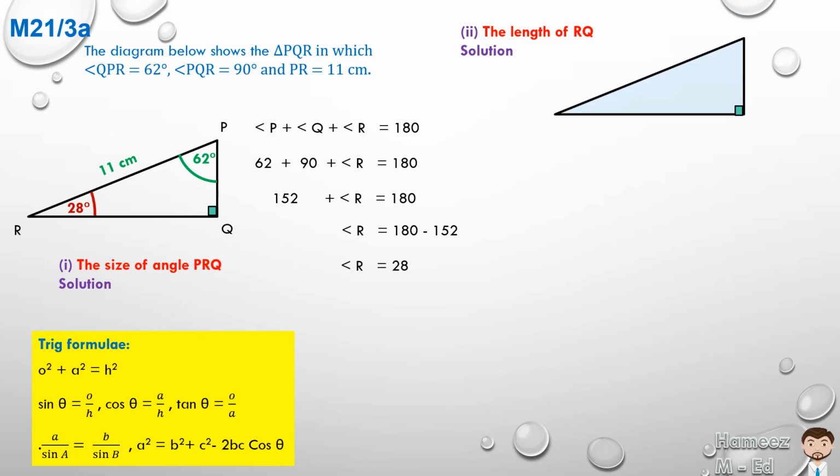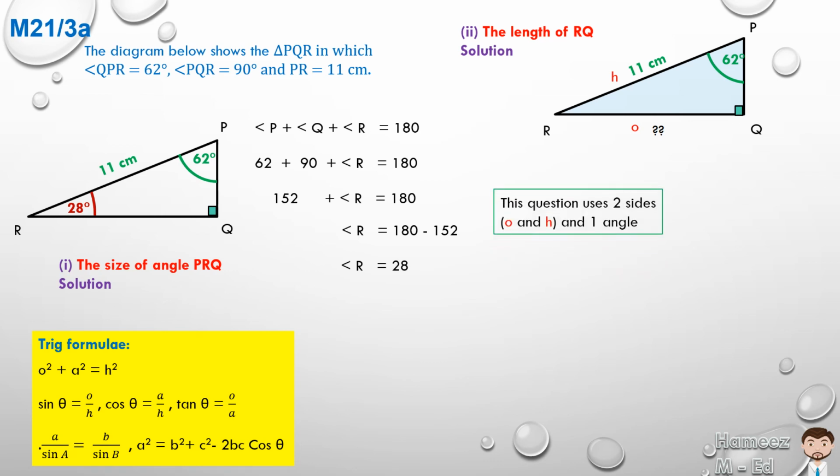And when we redraw it, let's see, we have 62 degrees. We are interested in finding RQ. So RQ would be our opposite. And we have 11 centimeters. That is our hypotenuse, H. So since H is the longest side in a right angle triangle, that means our answer for RQ must be less than 11 centimeters. So this question uses two sides, the opposite and the hypotenuse, and one angle.